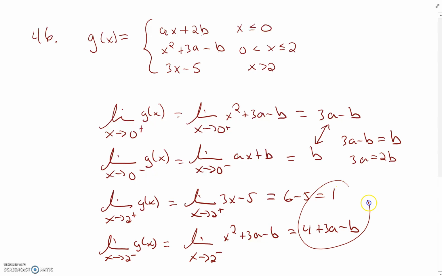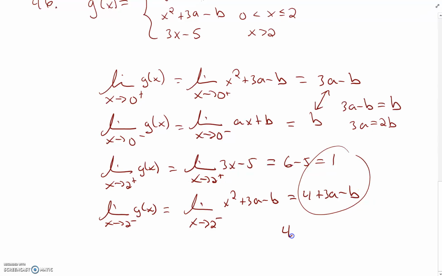And these got to equal each other. So 4 plus 3a minus b has to equal 1. So 3a minus b has to equal, subtract 4 over, gives you minus 3. So here we go. 2 equations and 2 unknowns. There's a lot of ways of solving that.